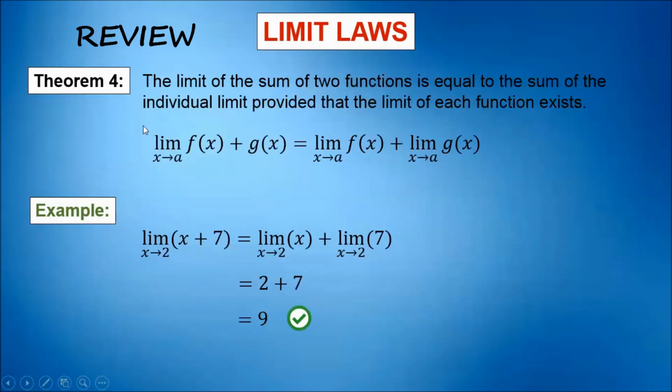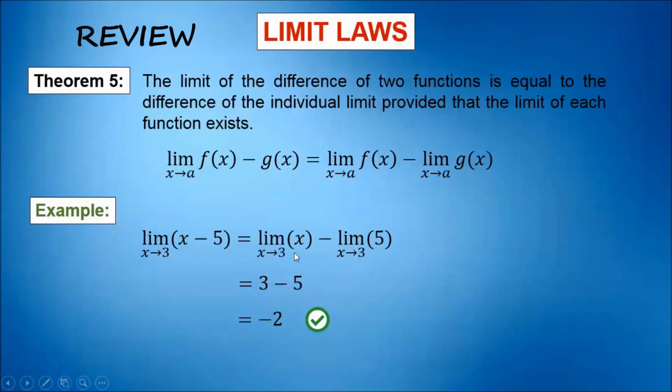Also, we have theorem number 4, which is the limit of the sum of two functions. Our example is limit of x plus 7 as x approaches 2. By applying the theorem, the answer is 9. Then we also discussed theorem number 5, the limit of the difference of two functions. Our example is limit of x minus 5 as x approaches 3. The answer is negative 2.